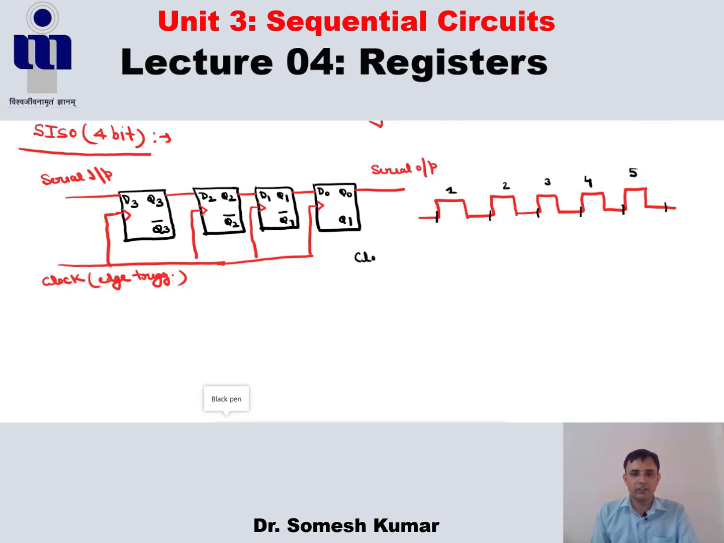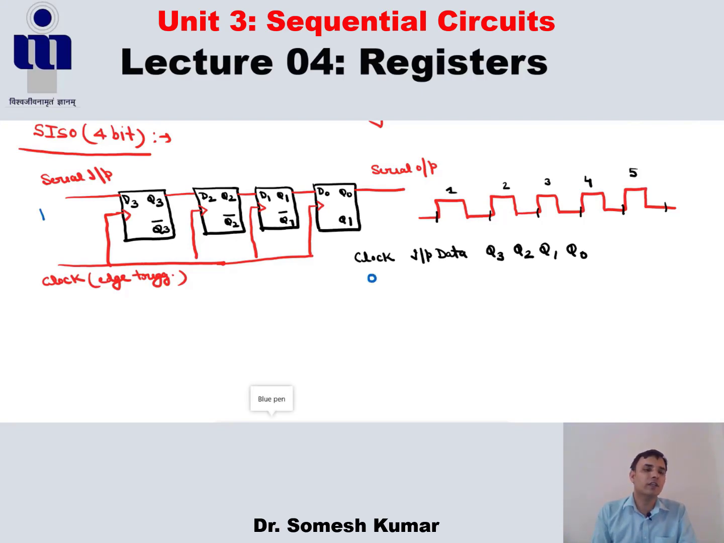So here I am saying this is our clock, and this is input data, and these outputs, this Q3 is the output of the first flip-flop, Q2 is the output of the second flip-flop, Q1 is the output of the third flip-flop, and Q0 is the output of our next flip-flop. So what happens here in the clock 0, suppose here I am assuming our serial input data is 1011.